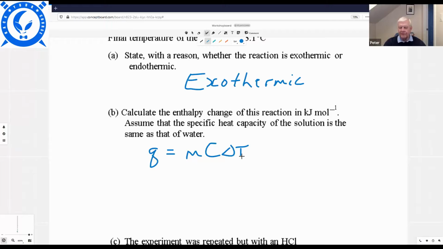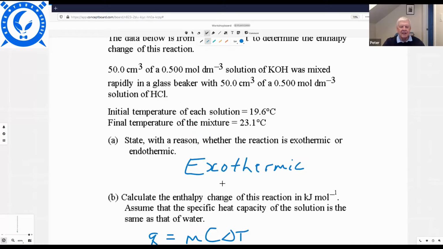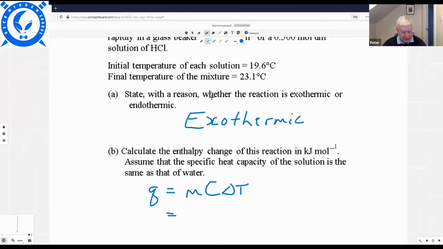the change in temperature. So in this particular instance, you go back to the question. I took 50 milliliters, I think in terms of milliliters rather than cubic centimeters, of the solution of KOH and 50 milliliters of the solution of HCl. So in the end, I ended up with 100 milliliters. And 100 milliliters of water weighs exactly 100 grams. So this here will be 100 grams.